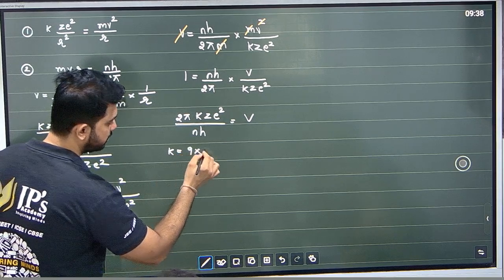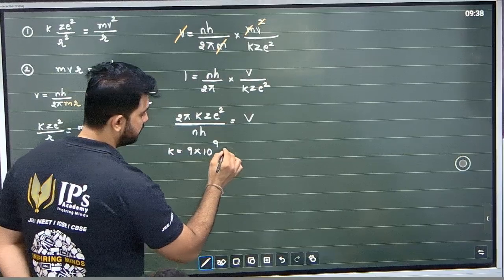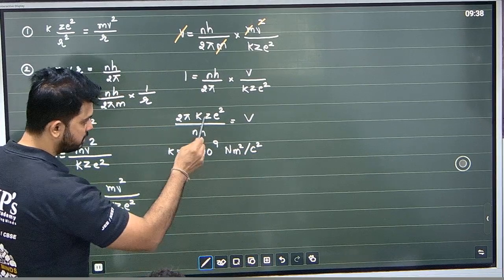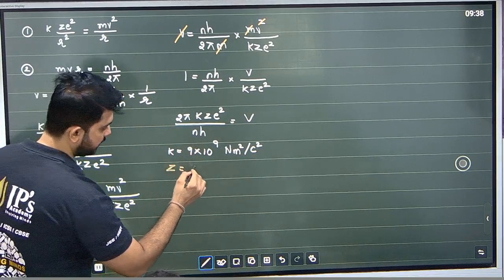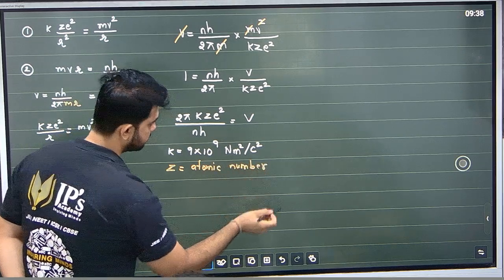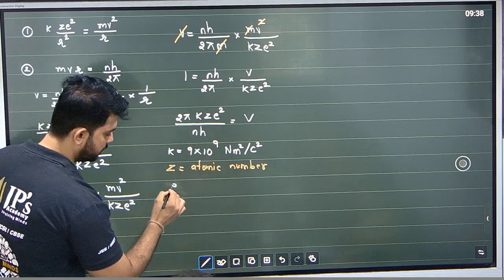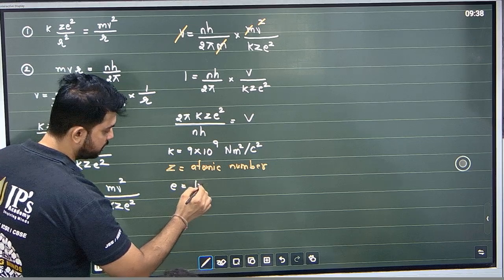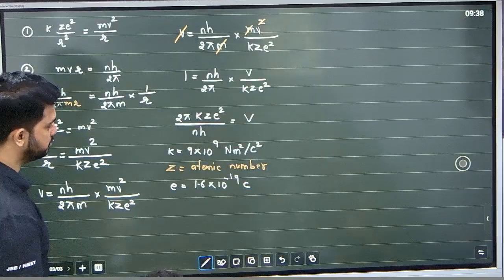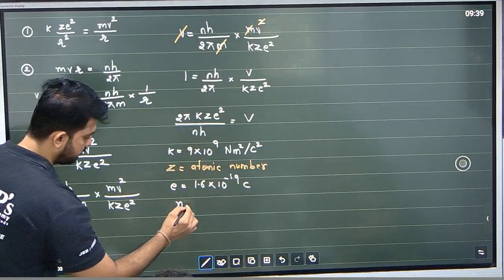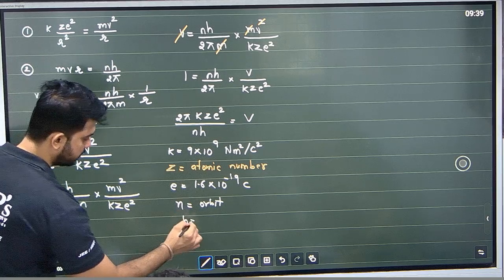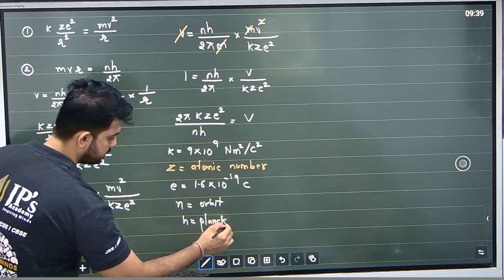9 into 10 raised to 9 Newton meter square over Coulomb square. What does Z stand for? Atomic number. What does e stand for? Charge. Magnitude is 1.6 into 10 raised to minus 19 coulombs. What does n stand for? Orbit number. What does h stand for? Planck's constant.